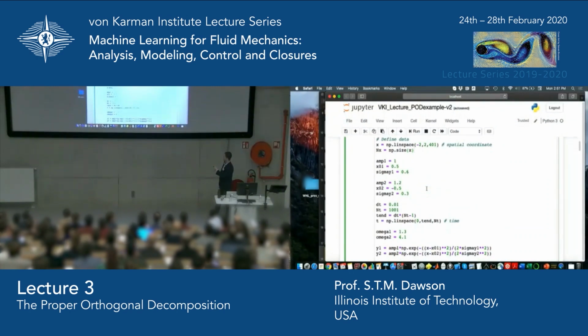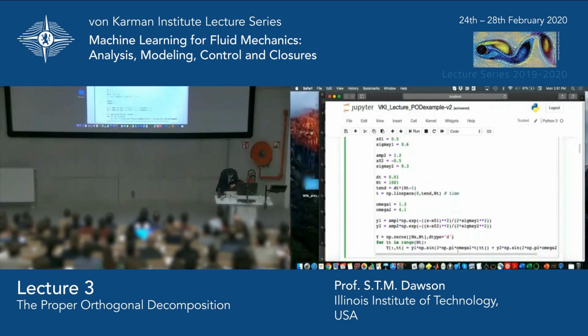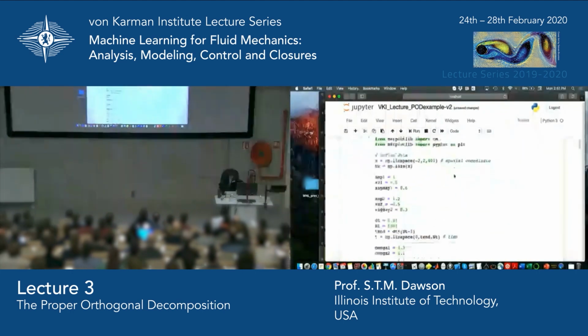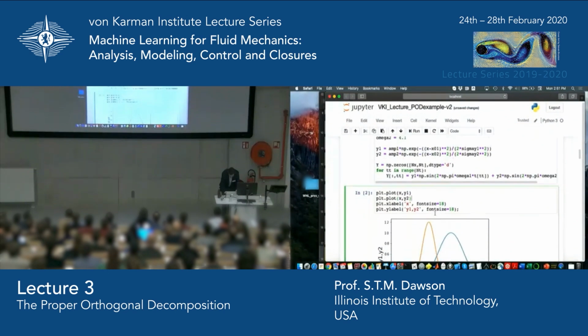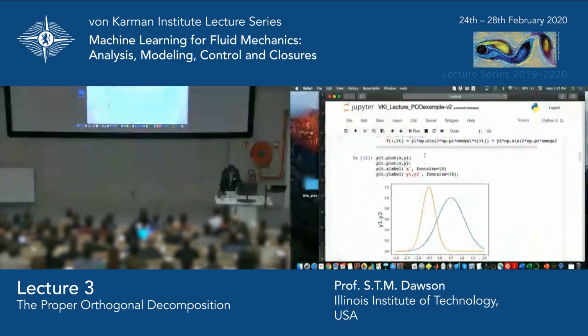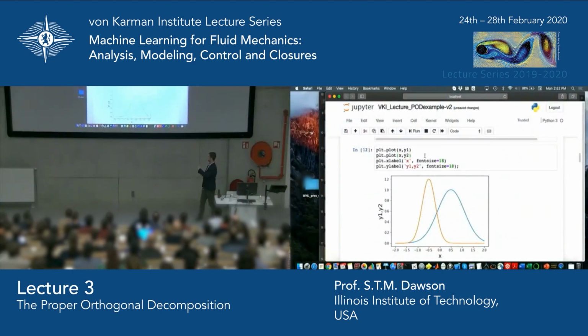So we define our spatial domain. We define the properties of our two bumps, if you like, so our two Gaussians. And then we formulate our spatiotemporal data by making a two-dimensional array, or a matrix, where at each time we have the spatial modes multiplied by their temporal dynamics. So I can run this. Good. And if we wanted to look at what the component functions are, I'll run this again so that I'm doing it in real time. They look something like this. So this is just visualizing those two component functions that I use to generate the data.